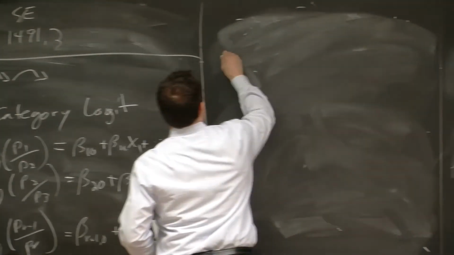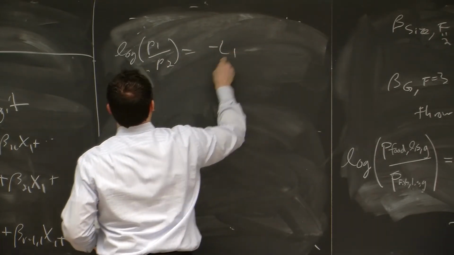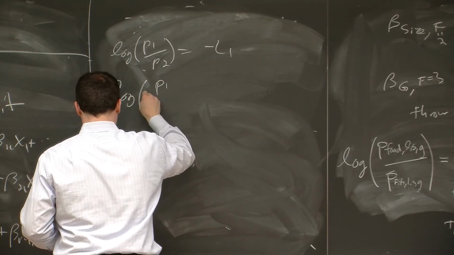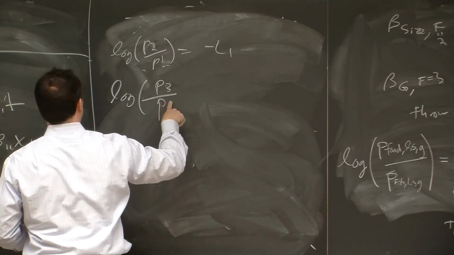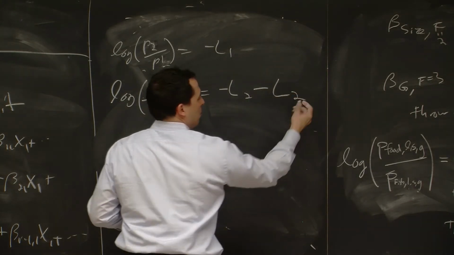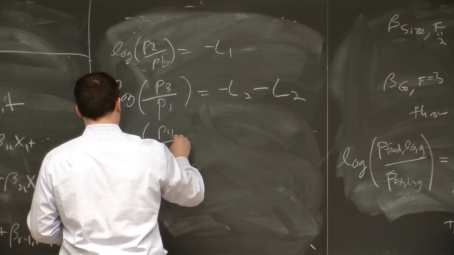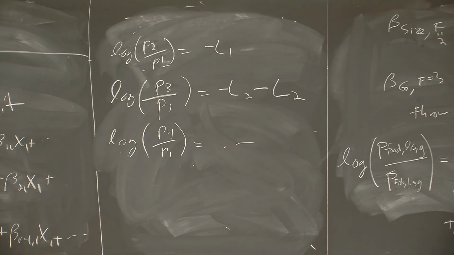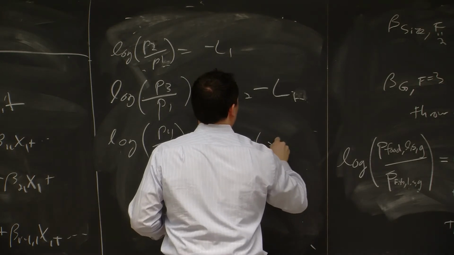Namely, log P1 over P2 is minus L1 over here. Log P2 over P1 is the same thing. Log P3 over P1 is different. That one I get by just combining those two. I just add them up, or multiply the odds ratios. P4 over P1, etc. is minus L3, minus L2, minus L1.